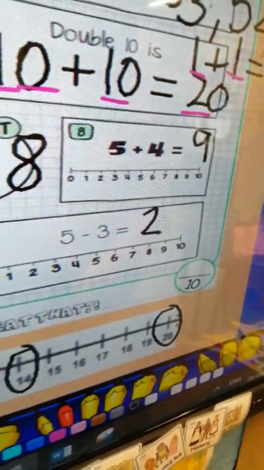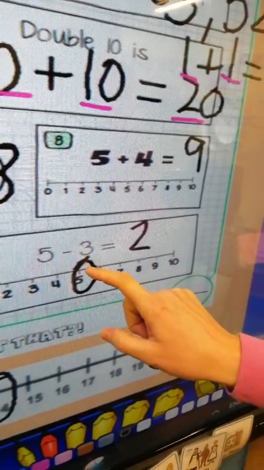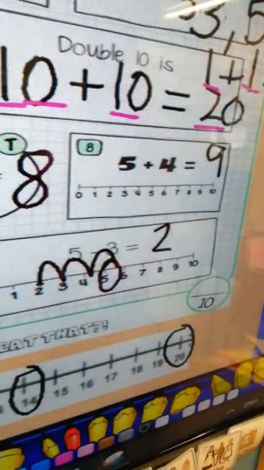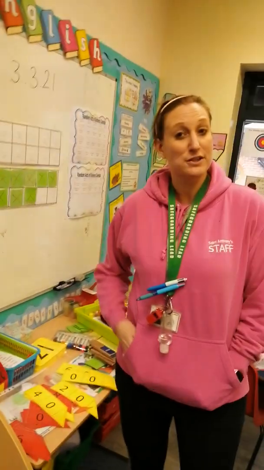Okay? But I can prove it to you on the number line. I can start on 5 and I can jump back. 1, 2, 3 makes 2. I hope you've managed to follow along with me.